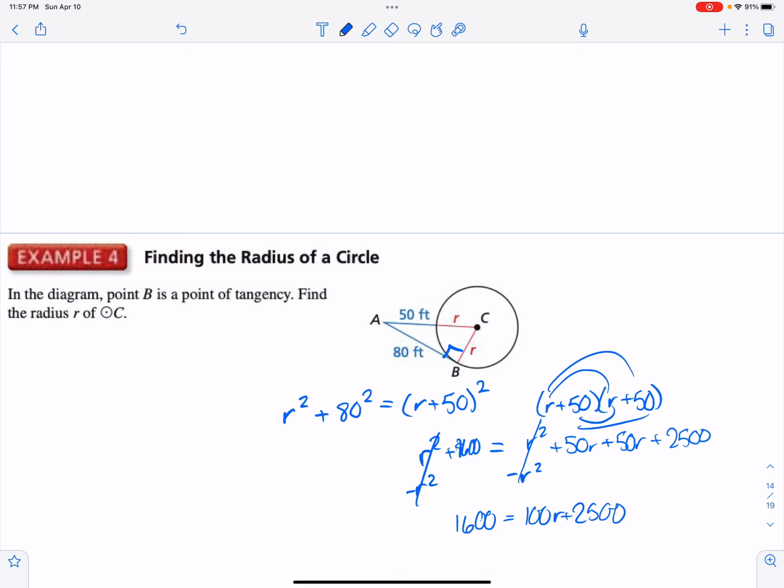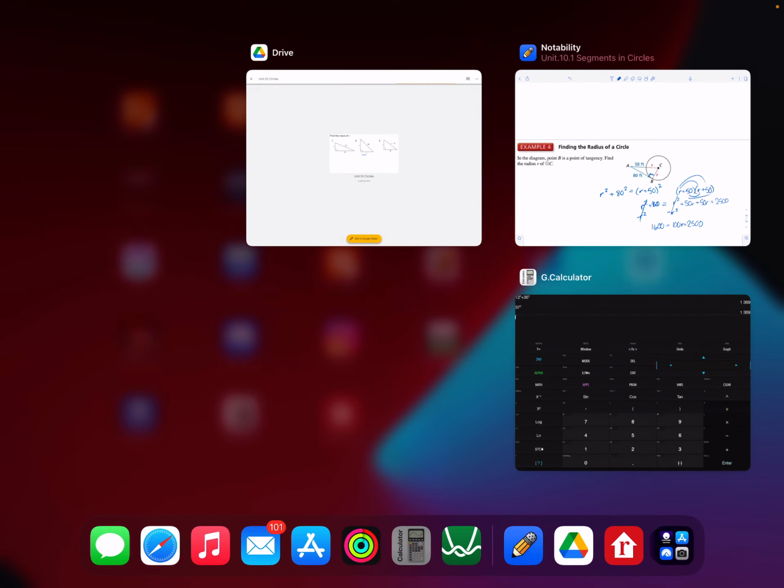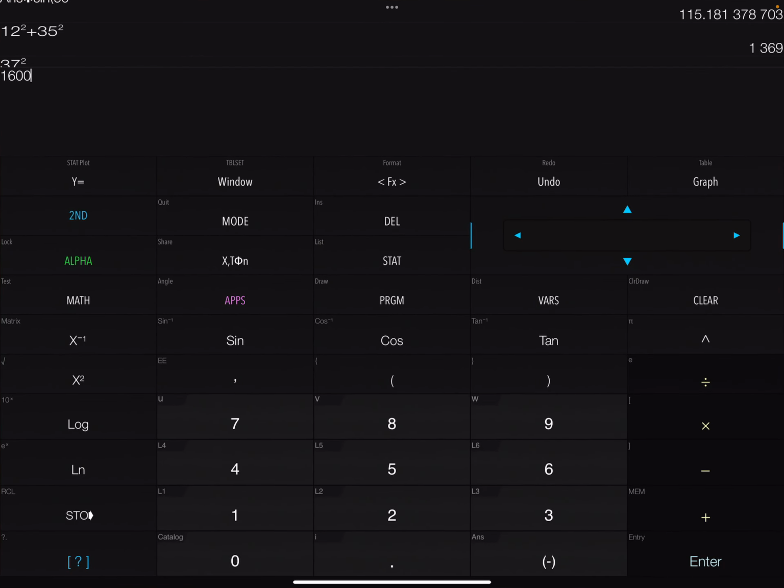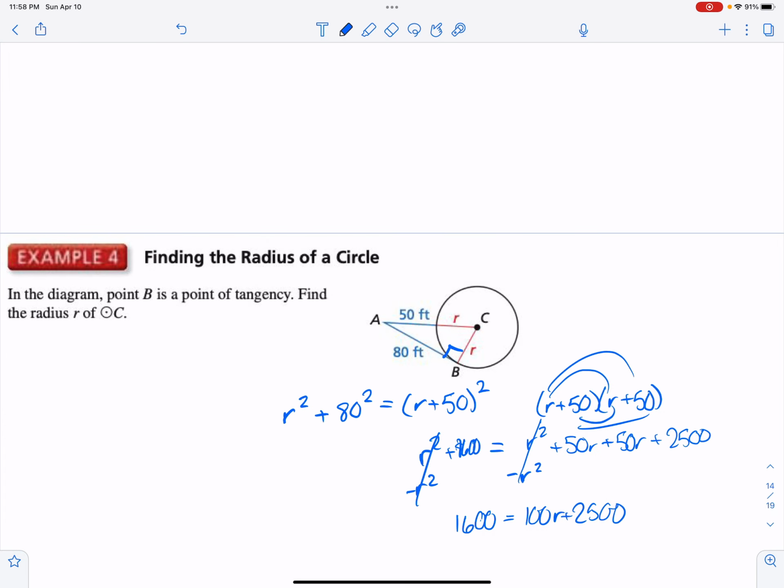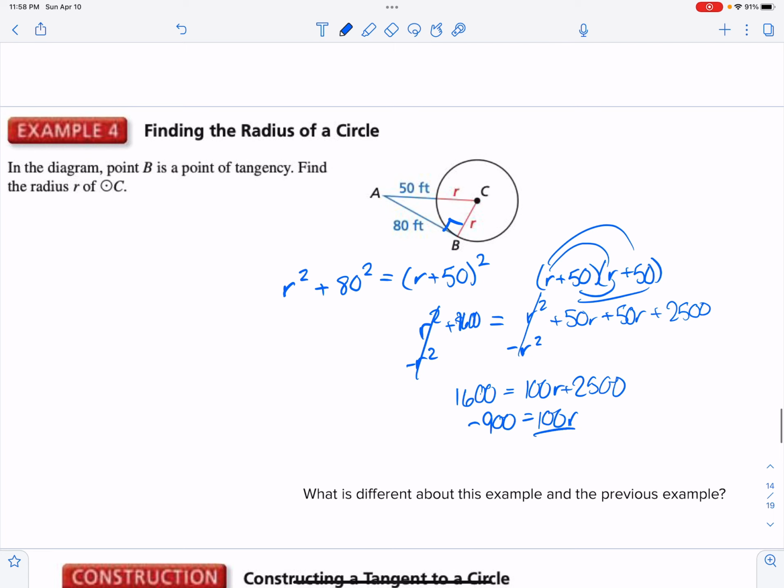So now I have 100r plus 2,500 is equal to 1,600. So if I subtract my 2,500 over there, what I need to do here is take 1,600 minus 2,500. Negative 900. And then I can divide by 100. And I get r is equal to negative 9.